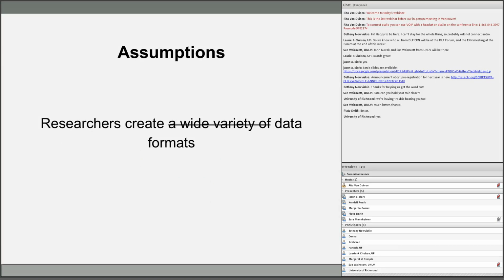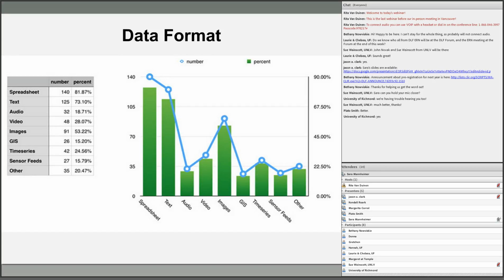Next, we thought researchers would create a wide variety of data formats. And our results showed that actually most of the data on campus is either text, spreadsheet, or image. So that's actually good news for us because we know how to handle those formats. There are a few definitely other types of data that are going to be more challenging, but the majority of our data is simple for us to work with, simple for us to provide data management guidance.